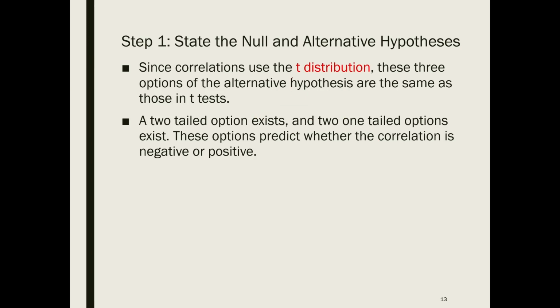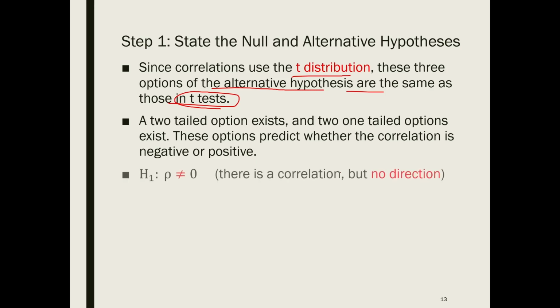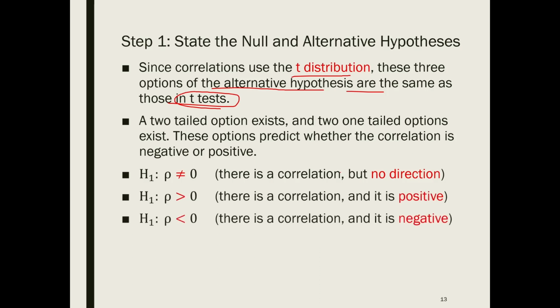Since correlation uses the t-distribution, these 3 options of the alternative hypothesis are the same as those in the t-test. Do you remember that? In the t-test, we had mu1 equals mu2 as the null, and the alternative hypothesis would be mu1 unequal to mu2, or mu1 larger than mu2, or mu1 smaller than mu2. Since correlation uses the t-distribution, we also have those 3 options, and which option you use is decided based on the research question, as we mentioned before.